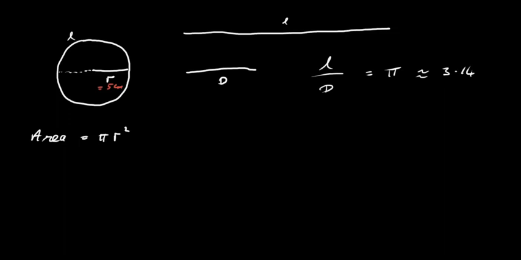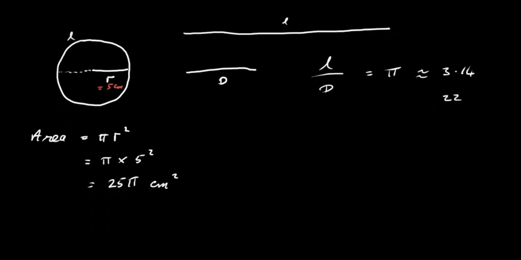Our area here is just going to be pi multiplied by 5 squared. So it's going to be 25 pi centimeters squared. Now, if we take pi as being 3.14, it's not exactly 3.14. Pi kind of goes on forever. It's an irrational number. So you can take pi as being 3.14.